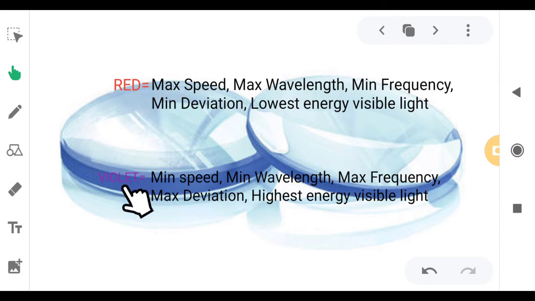Next is violet. Violet light has the minimum speed, minimum wavelength, maximum frequency, maximum deviation, and highest energy of visible light. So violet light is opposite to red. This is very important.